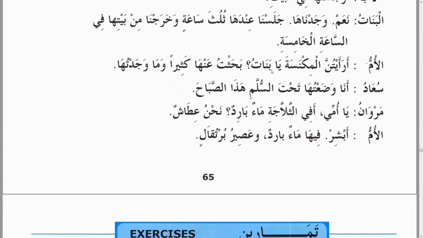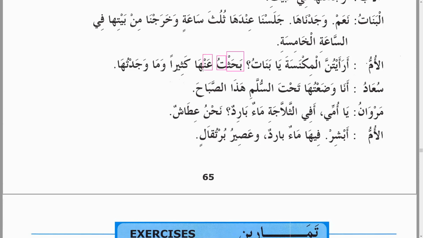Ara'aytunna al-miknasata ya banatu? Did you all see the miknasa, the broom of girls? Ra'aytunna? You all saw. Did you all see? Bahathu. Bahatha, to search. Right? Bahatha is to search. Bahath. Bahastu. Bahatha, bahathu. Right? Bahastu. Bahatna. I searched anha.